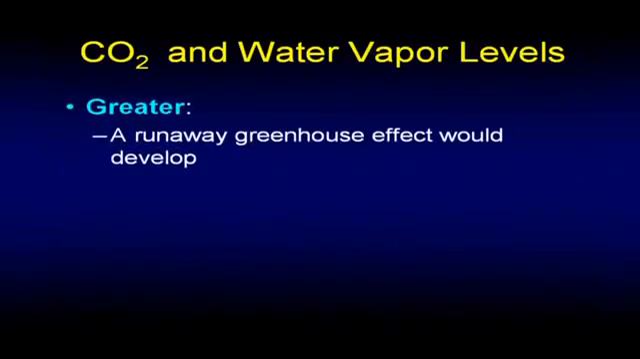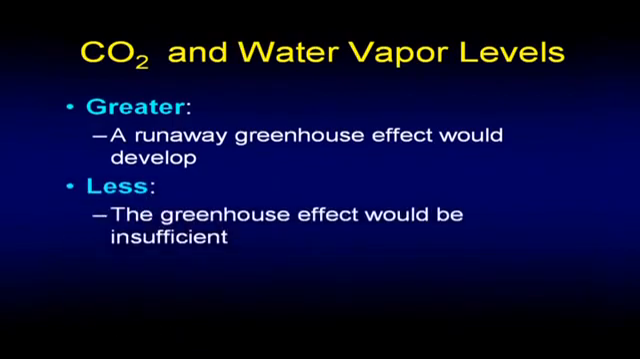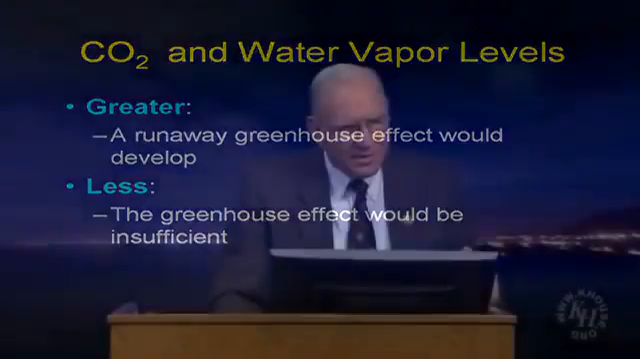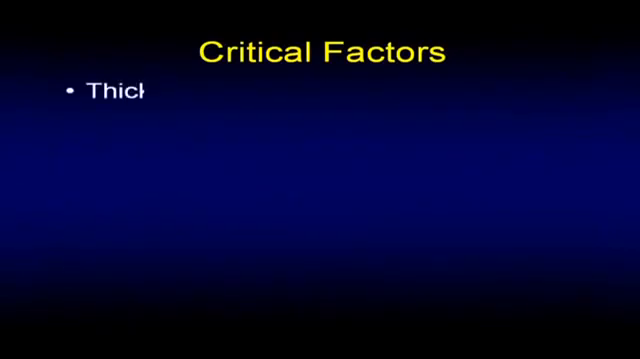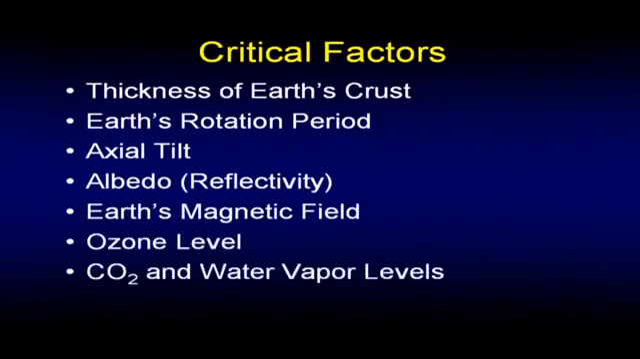CO2 and water vapor levels. If they were greater, a runaway greenhouse effect would develop. And if it was less, the greenhouse effect would be insufficient. It's just where it needs to be. How amazing. That requires a balance, not just between animal life and trees, but both together. There's a whole cycle here that has to stay in balance. So we've gone through a whole list of these, and some of these may surprise you. There's actually more. I've just selected some that I figured we could, in a quick pass-through, relate to a little bit.